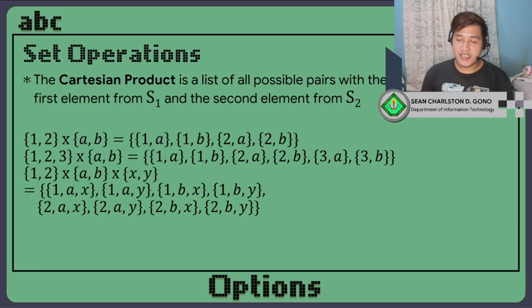And again, this is the Cartesian product, and it is a list of all possible pairs with the first element from set 1 and the second element from set 2.